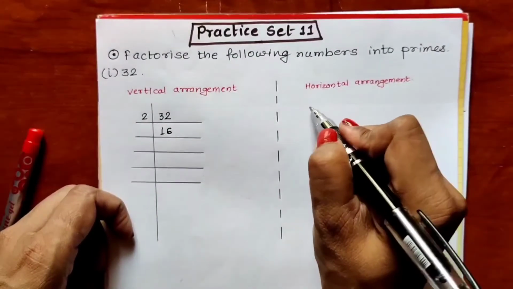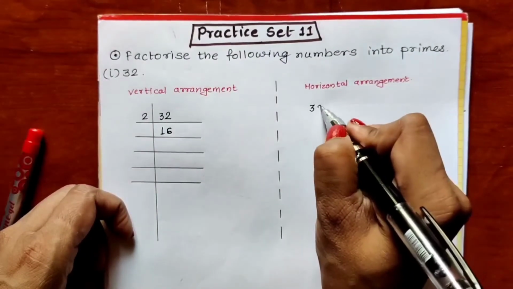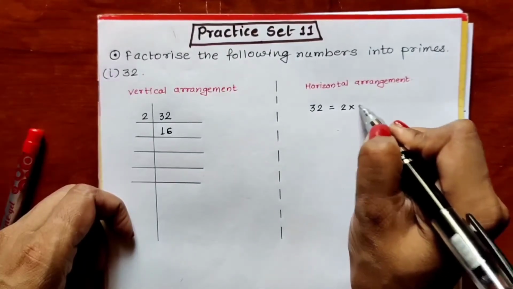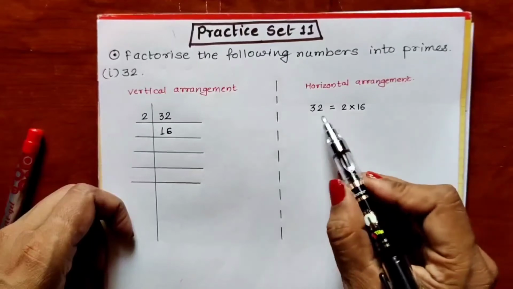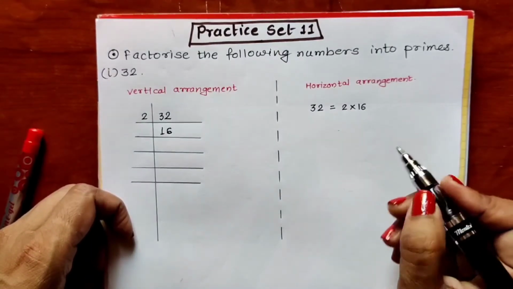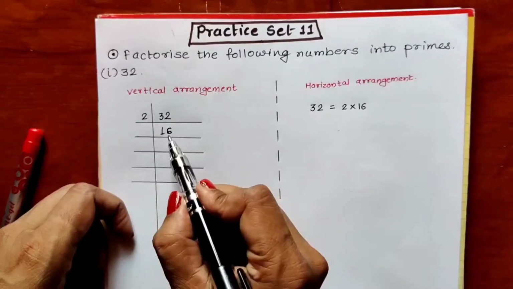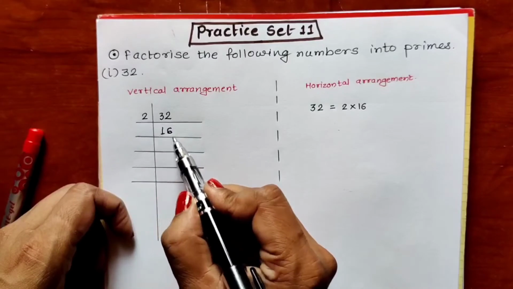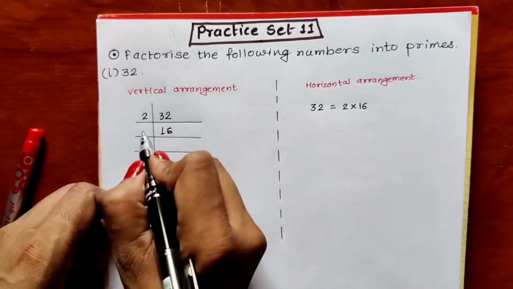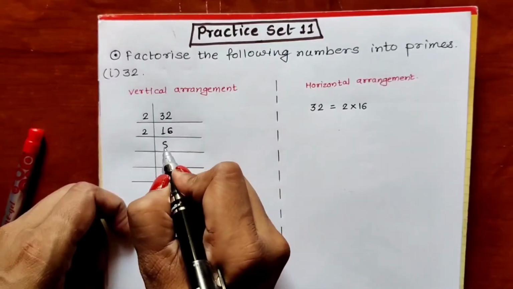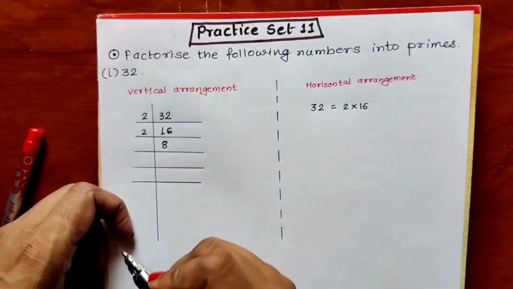We will solve by horizontal method simultaneously. 32 is equal to 2 into 16. 2 16s are, or 16 2s are 32. We all know that. Next, this 16, 6 is there in the unit place. 16 is also an even number which is divisible by 2 again. So we will divide 16 by 2. We all know 2 8s are 16. So answer will be 8.